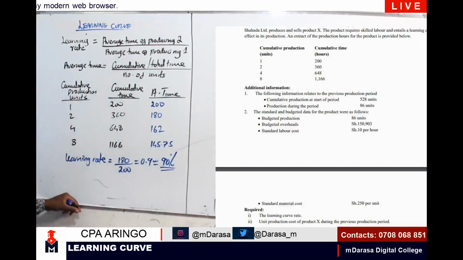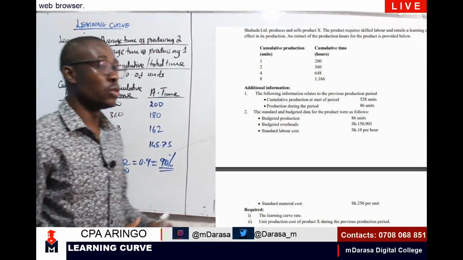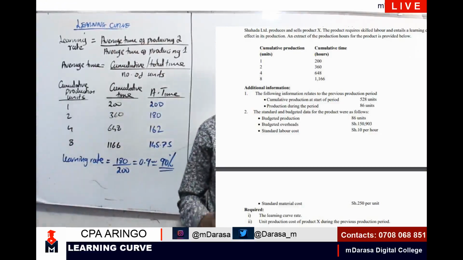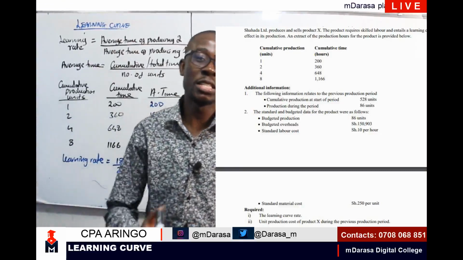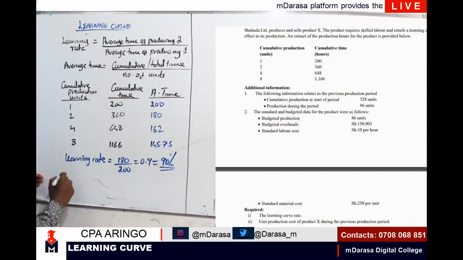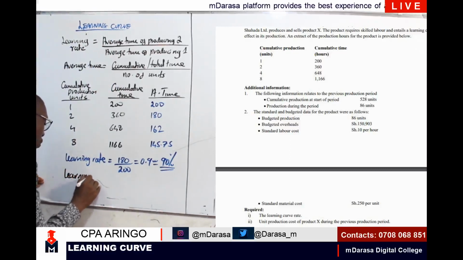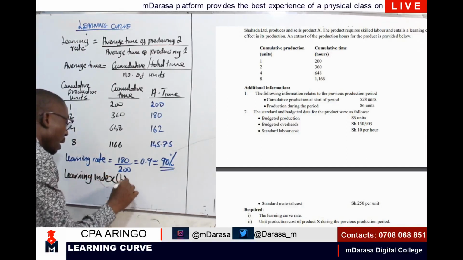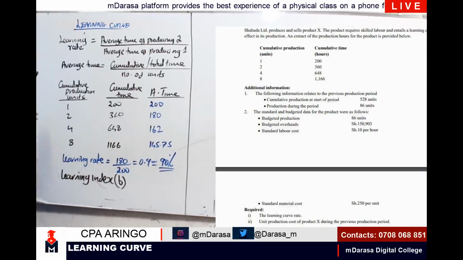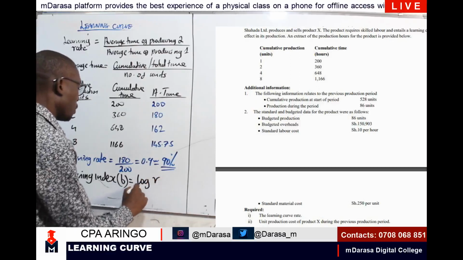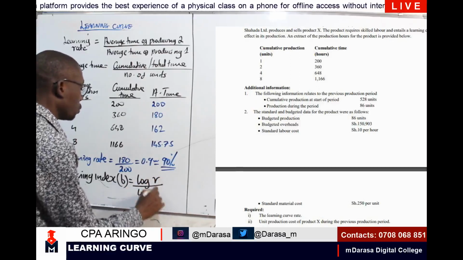But the question did not end there. The moment I do have my learning rate, the big question is, my good students, can we now determine our learning index? Assuming you are not asked, it will still be very important. How will you determine your learning index? That is the learning index, which in this case we are looking at as B. How will you determine B? Recall B, we say that we should be talking of what? Log R, we divide by log 2.